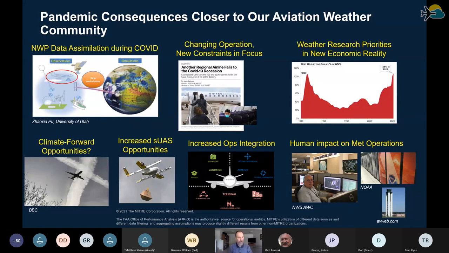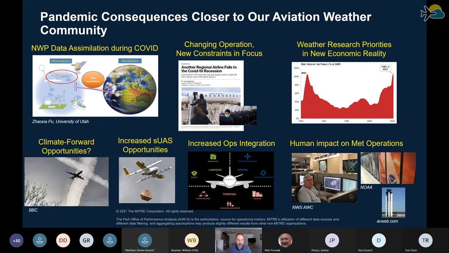We think there are climate-forward opportunities, probably even more so than when we talked about this in the fall, given the change at the top in terms of our political leadership. We've already started to see that, and we've been seeing a lot of airlines really stepping forward and trying to make this a priority, as their flying public wants it to be more of a priority, and for other very good reasons. So that's an interesting area that deserves more attention.